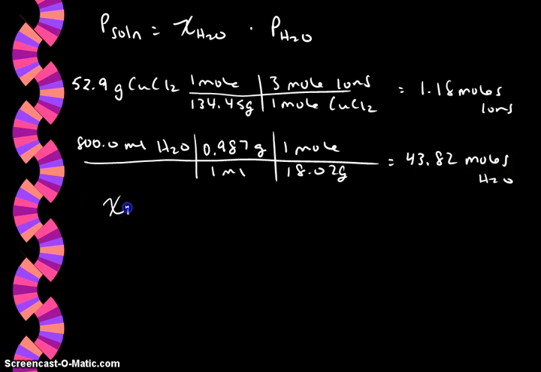Now we can figure out our mole fraction for water. We'll take 43.82 and divide it by 43.82 plus 1.18. And that's going to give us 0.975.